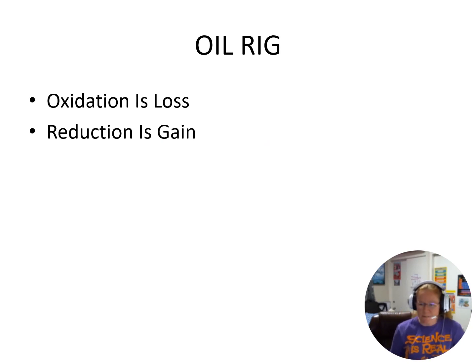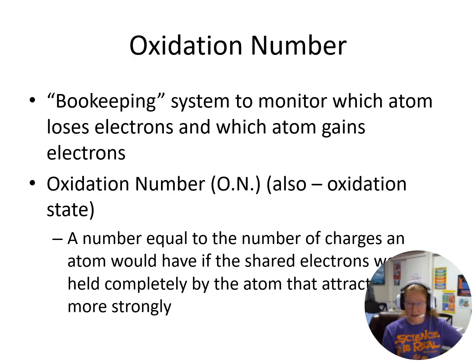Now we have this mnemonic, OIL RIG. It stands for oxidation is loss, reduction is gain, and we're talking about loss and gain of electrons. So oxidation is loss, reduction is gain of electrons. So we can assign oxidation numbers.